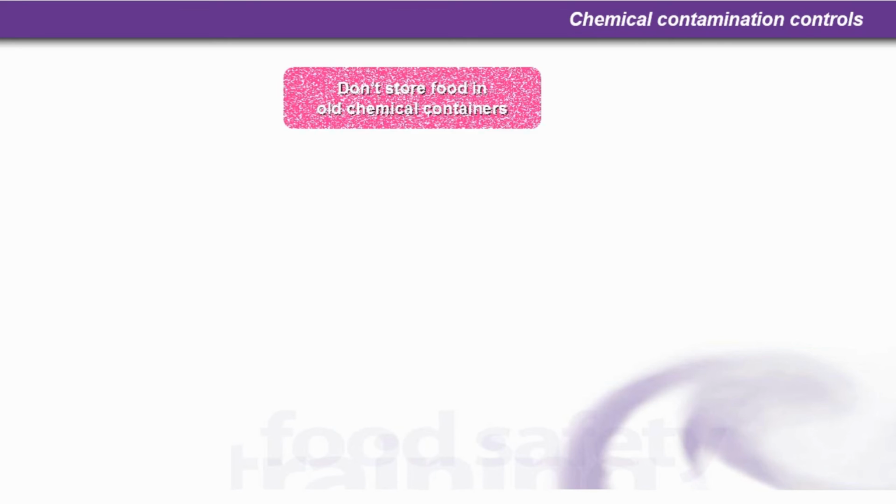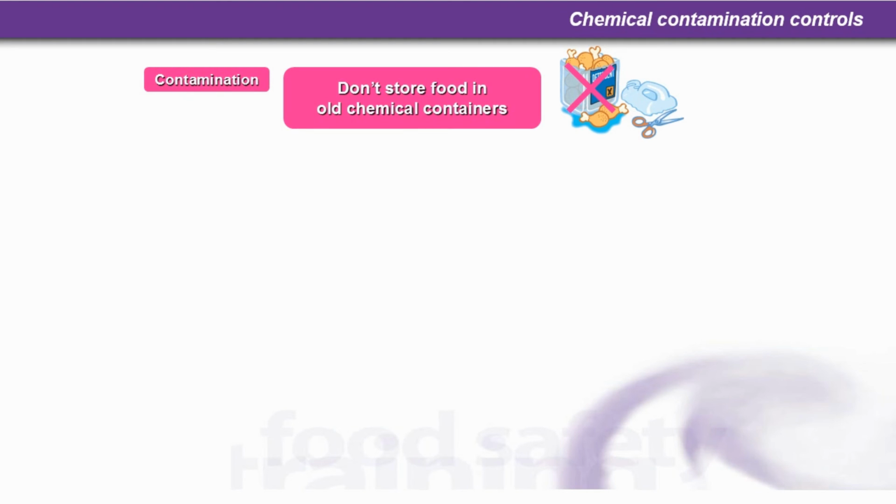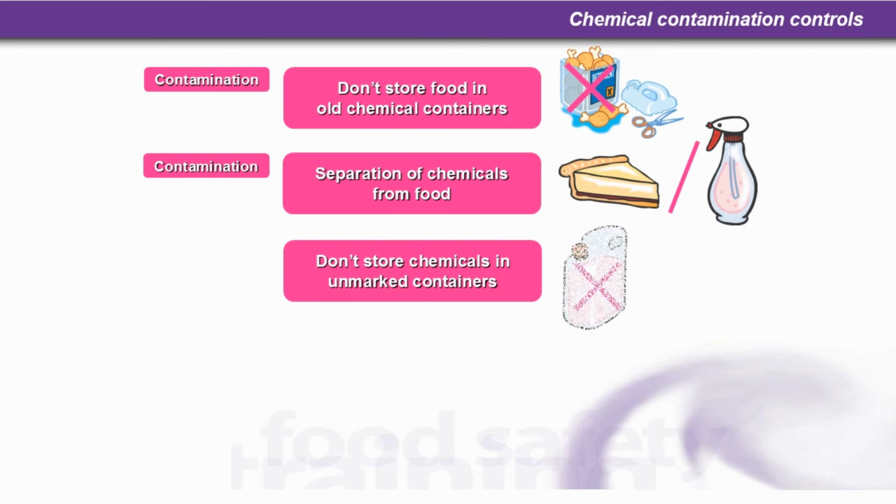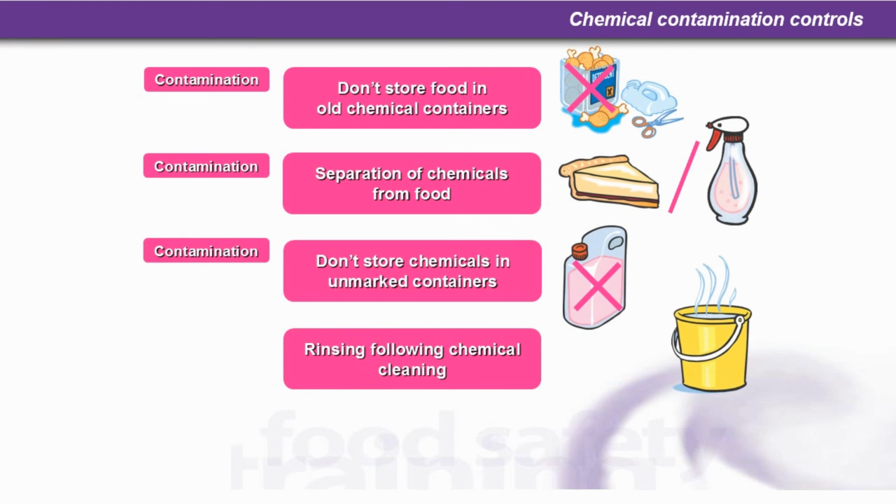Chemical contamination controls: don't store food in old chemical containers, or you could get contamination from the chemical that was in there before. Separate chemicals from food, keep them in separate areas, in separate lockable cupboards. Don't use chemicals during the food production period. Don't store chemicals in unmarked containers. Again, all preventing chemical contamination.